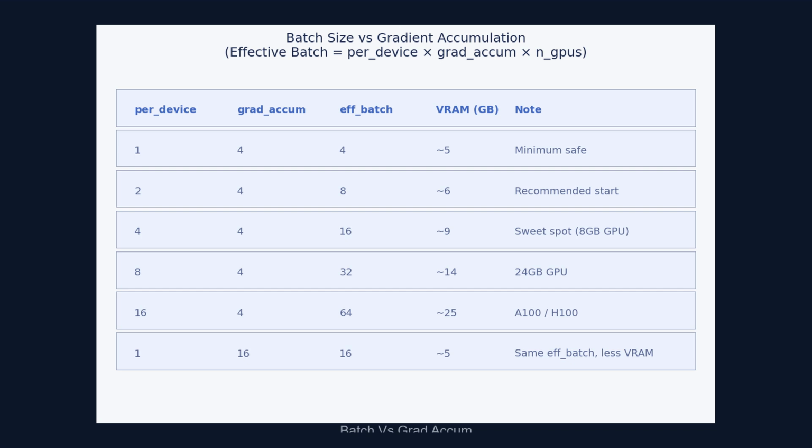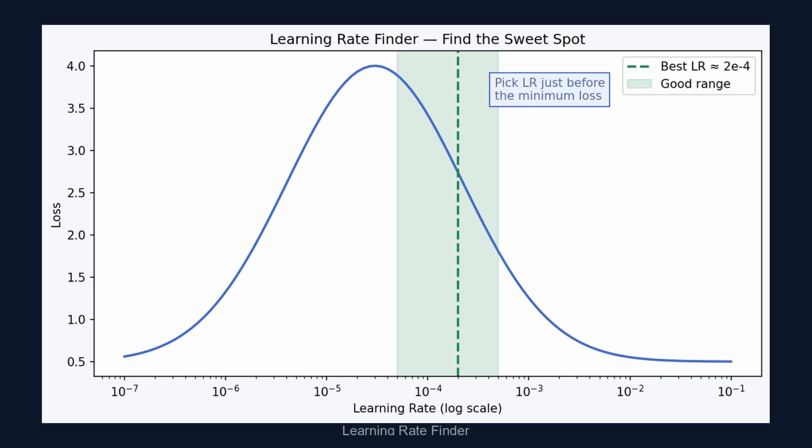Understanding these configurations helps you effectively manage your resources and train models efficiently. Next, you should try adjusting these parameters in your training scripts to find the best setup for your specific tasks and hardware. This image illustrates the learning rate finder, a crucial tool for fine-tuning your model's performance.